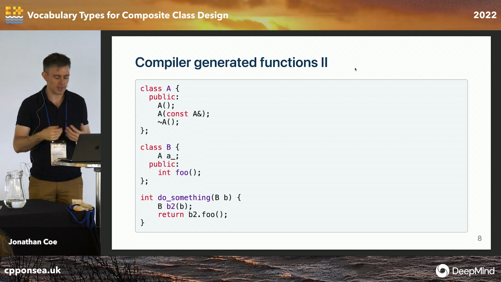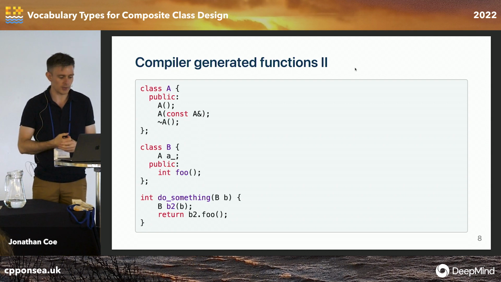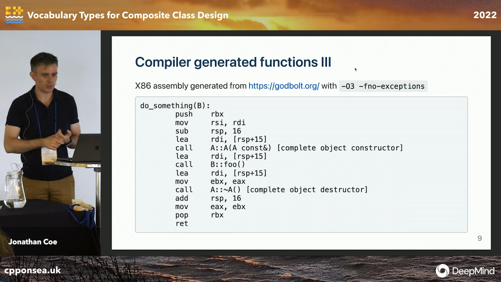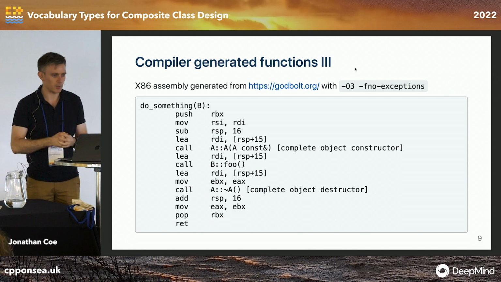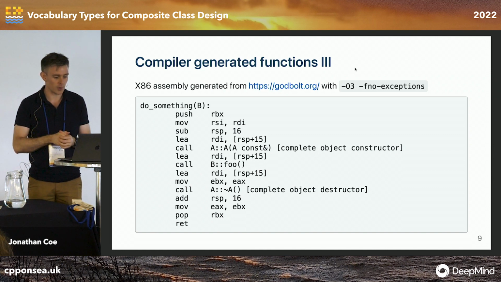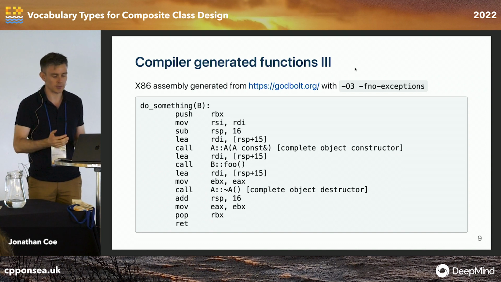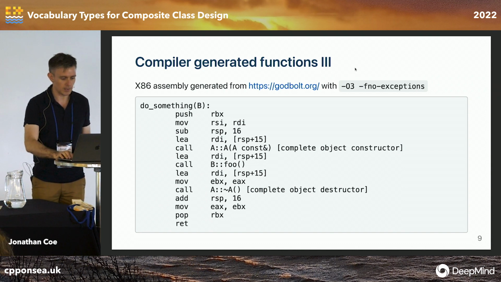And then we've got some function which takes in an instance of the composite class, creates a copy of it, and does something with the copy. We don't know what any of these things do, and we'll have a look at the compilation output. So this was compiled with no exceptions turned on to get rid of all the unwinding noise, with optimizations turned up nice and high. And you can see in our do something code, it's calling the copy constructor of A, and it's calling the destructor of A. And that's because the compiler has generated a copy constructor for B, which needs to copy and destroy the components inside. So hopefully no surprises to anyone there.